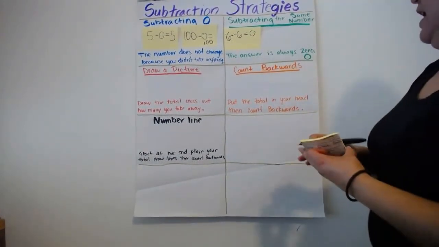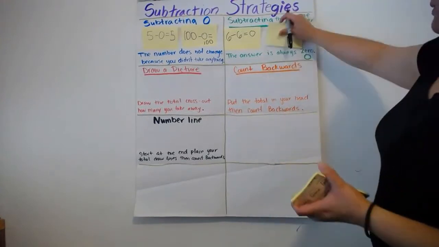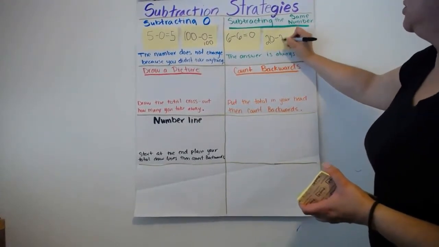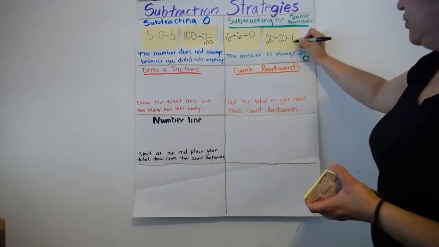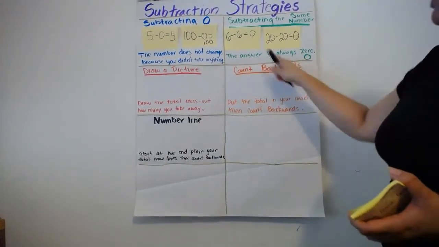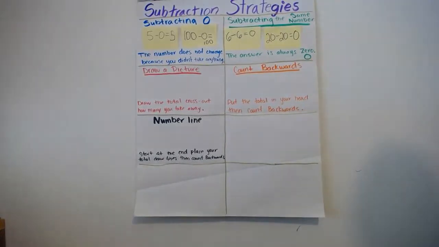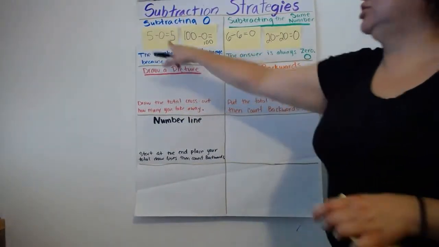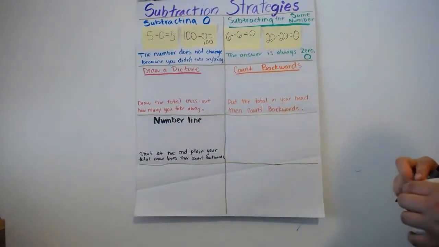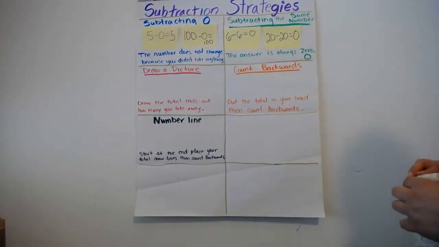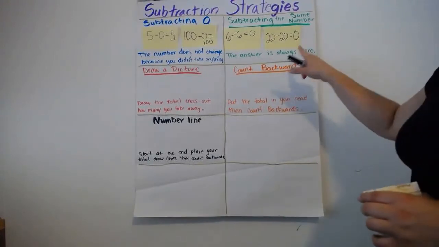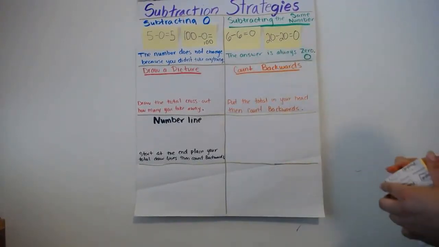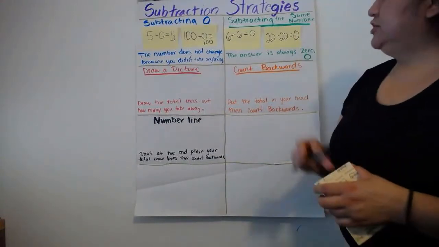So let's say you had 20 minus 20. Your answer is going to be 0. So whenever you're subtracting the same number, your answer is going to be 0. And when you're subtracting 0 from it, your answer is always going to be the same number because you didn't take anything away. And when you're subtracting the same number, you're taking everything away, so your answer is 0. Okay? So those are the first two strategies.